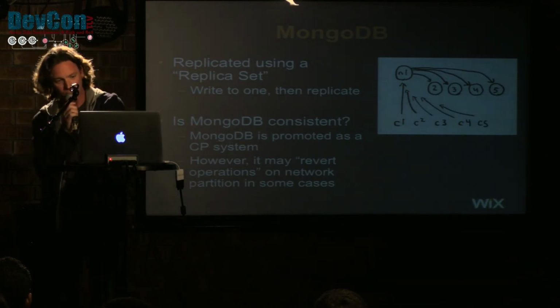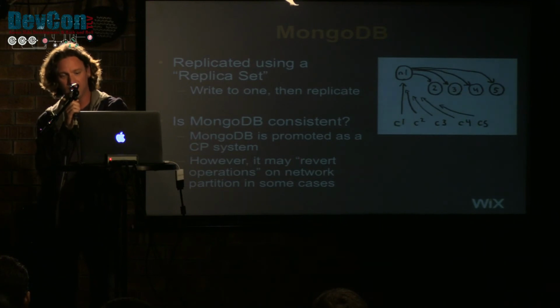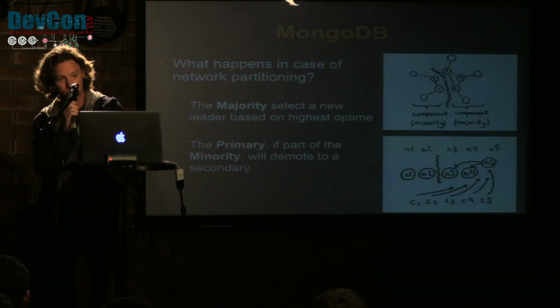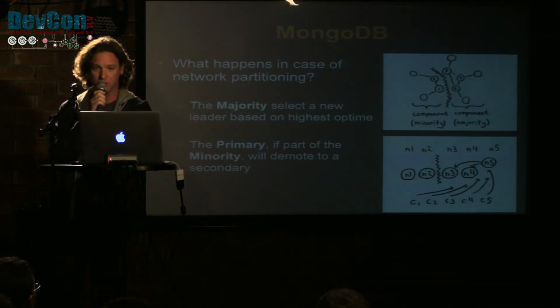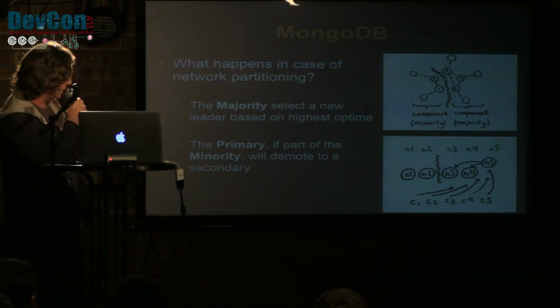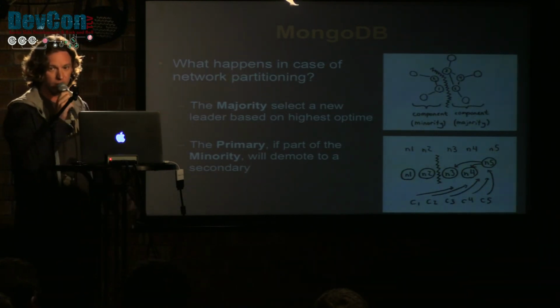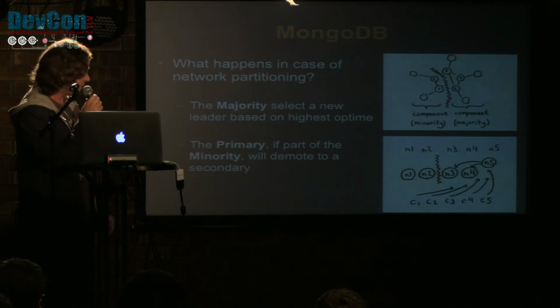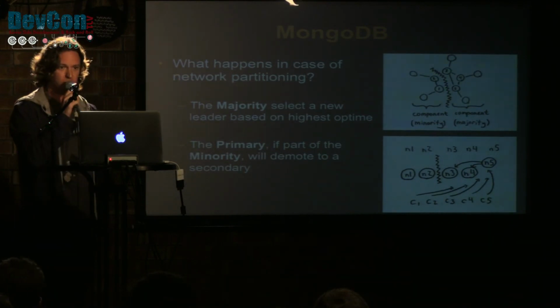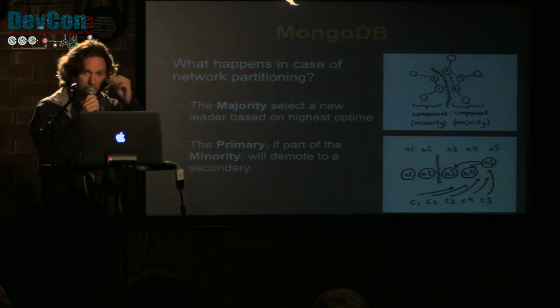But unlike other systems, or unlike SQL systems, MongoDB may revert operations in some cases, and we'll see how that happens. So in case of partitioning, where our network is split, let's say we have 5 Mongo nodes and 5 clients, and at some point we have a split where we have 3 nodes and 2 other nodes. How can something like that happen?